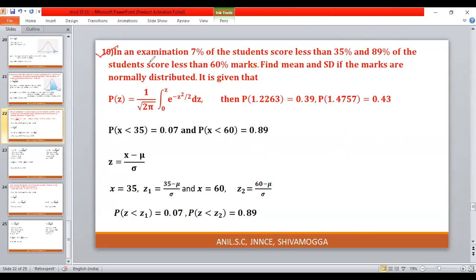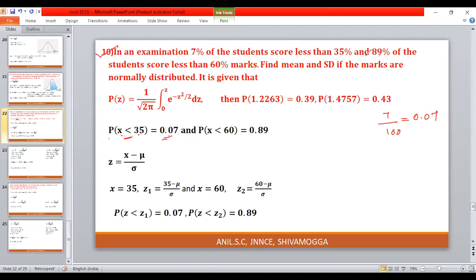Let's mathematically write this first statement. In an examination, 7% of the students score less than 35%. Therefore, probability of students scoring less than 35% is 7%. 7% means 7 per 100, that is 0.07. Probability of a student scoring less than 35% is 0.07.